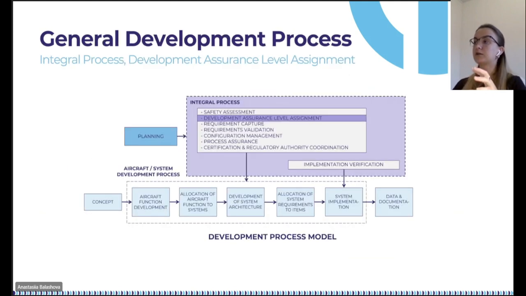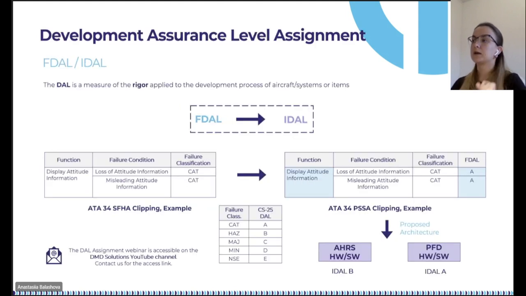The next part of our integral process is design assurance level assignment, the metric that we have seen several times, which forces us to issue more outputs. So, the design assurance level is a measure of the rigor applied to the development process of aircraft, systems, or items. There are two types of DAL, functional and item. From its naming, the FDAL is applied for functions and the IDAL for items. The DAL assignment process is a part of the safety process, and it's determined in PSAA and PSSA.